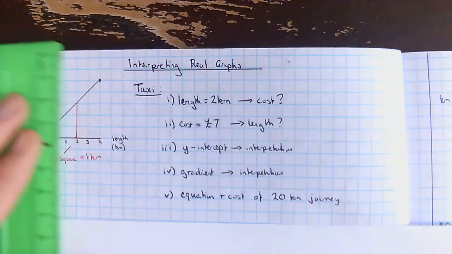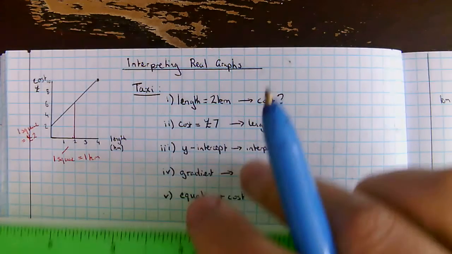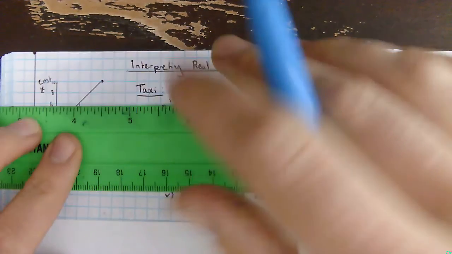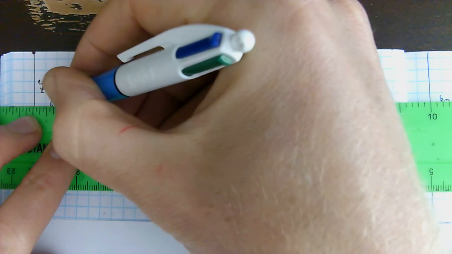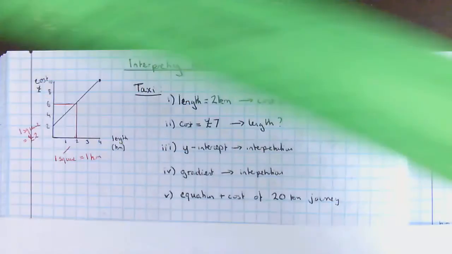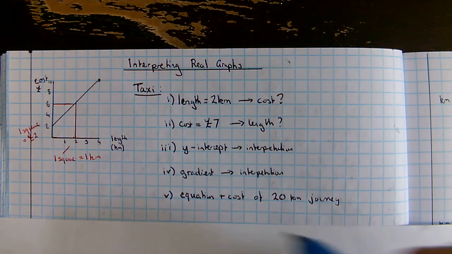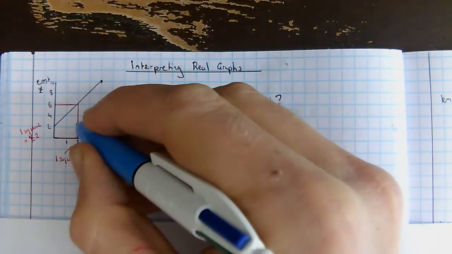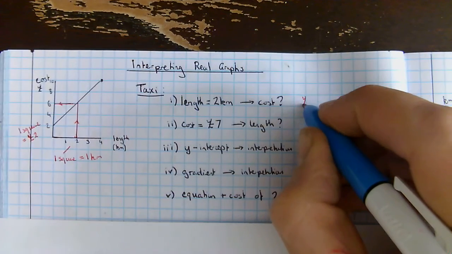You must make sure that you draw in these construction lines, because even if you don't get the right answer, you will still get the method marks if you do it. There's my 2 kilometres. Reading across from my 2 kilometres, it comes out exactly at £6. You may find that you will be asked questions where it's not exact, and you need to understand the meaning of each square. So 2 kilometres, we went up there, we went across, and that gave me £6.